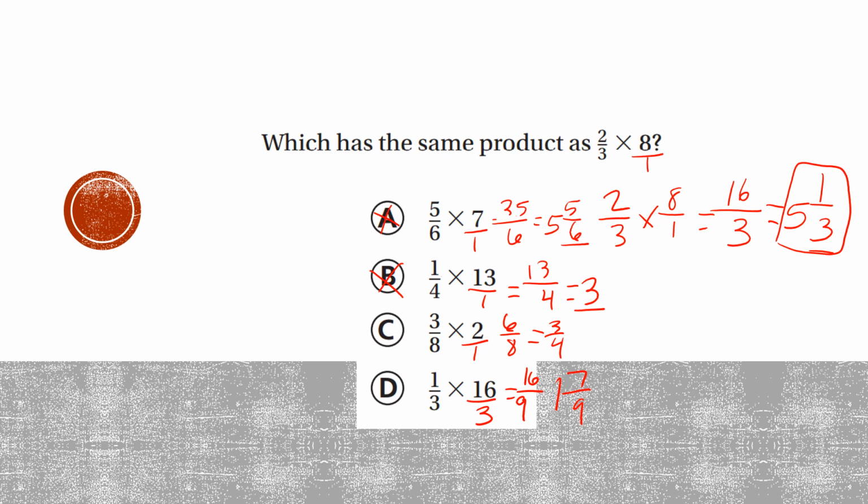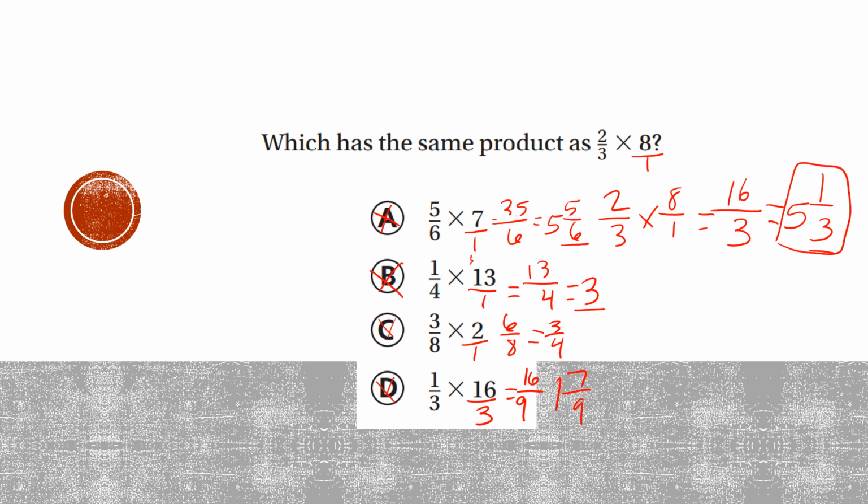So I don't see an answer. I guess there was a mistake in this one. I know it's not B, C, or D. The only one it could have been was this one here, 5/6. No, I don't see an answer. So I guess there's not an answer for that one. Or maybe I made a mistake.